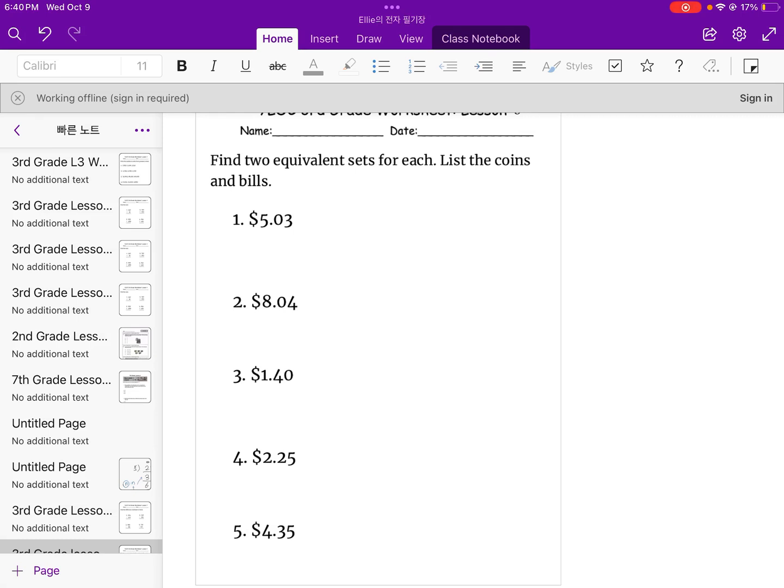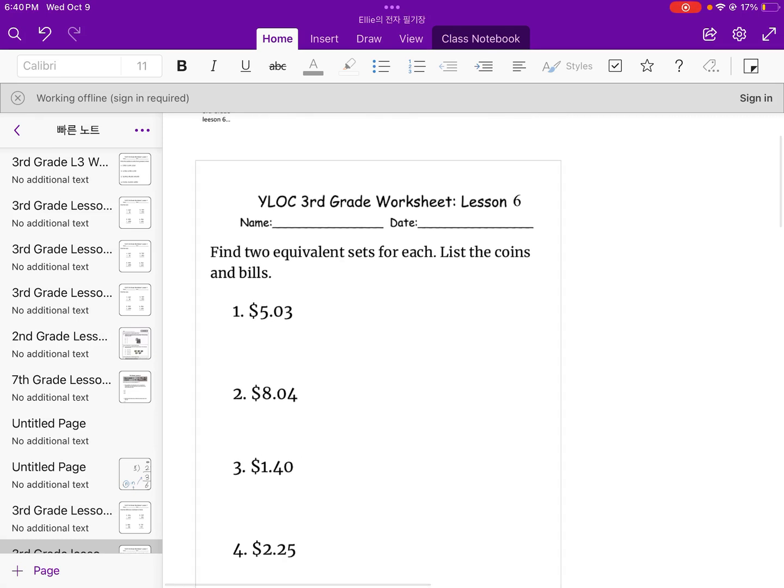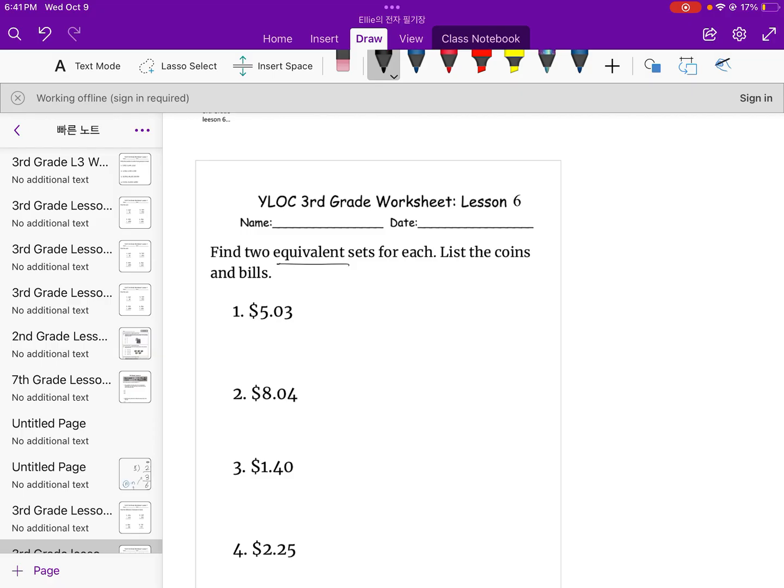Hello, today we're gonna work on the Wildlife 3rd grade worksheet, lesson 6. To start with, we're gonna find two equivalent sets for each. List the coins and bills. So first of all, number 1 is $5.03. So we're gonna convert it to bills and pennies.